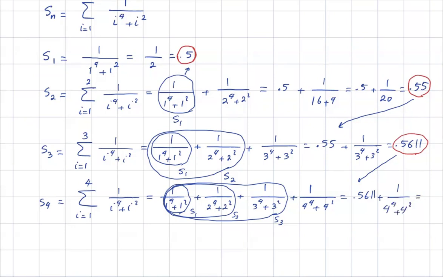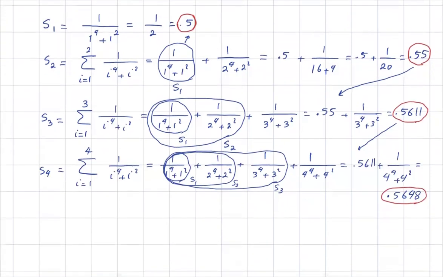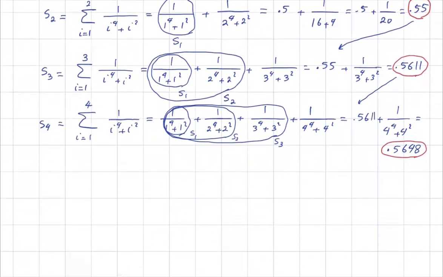Okay, let us use a calculator to see what this number is approaching. This is about 0.5648. Hope our calculations are all correct. This is the 4th sum. So far you have 0.5, then 0.55, 0.5611, 0.5648. And let us find the next partial sum, which is S sub 5.